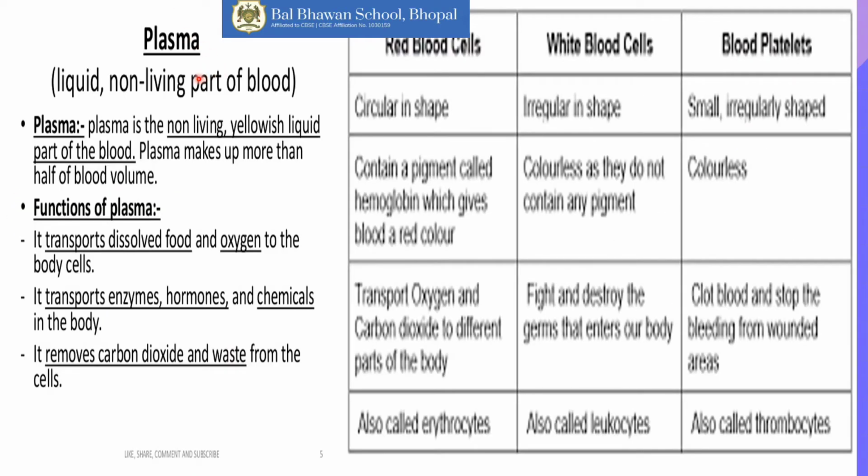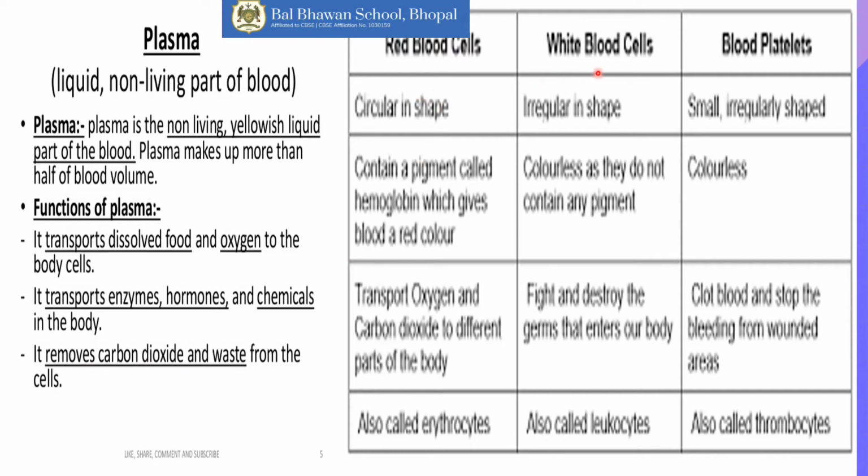Now, let us discuss plasma. What is plasma? Plasma is the non-living yellowish liquid part of the blood, and it makes up more than half of blood volume. Coming to the functions of plasma. Plasma transports dissolved food and oxygen to the body cells. Plasma also transports enzymes, hormones, and at the same time it removes carbon dioxide and waste from the cells.